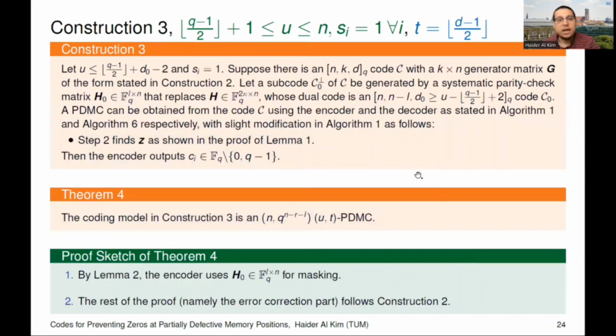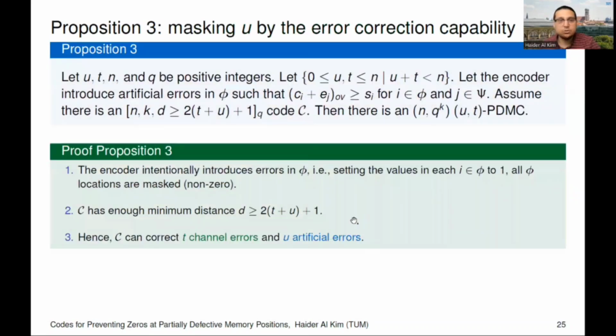Okay, and then we provide another construction with reduced redundancy, and we have the same as our output. The coding model in construction 3 is n, q, n minus r minus L. So instead of minus 2 kappa, and from construction 1 minus 1, we have minus L, and L is at most 2 kappa. So in the worst case scenario, we need this redundancy. By lemma 1, the encoder uses H naught. We just give another name for the H here, H naught, for masking, and then the rest follows construction 2.